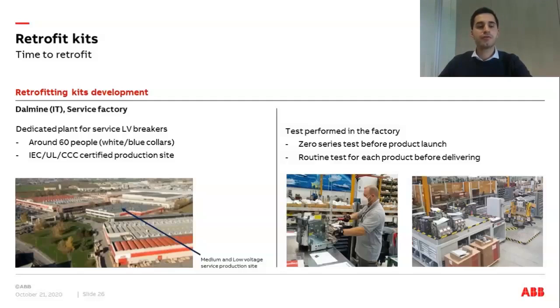In particular, for the low voltage area, there are around 60 people, white and blue collars, working, and our service factory is certified ISO, UL, and CCC. This is the house of retrofitting kits, where retrofitting kits are realized, but also tested in terms of zero-series tests before product launch, as well as a routine test for each product before the packaging and then the delivery phase.